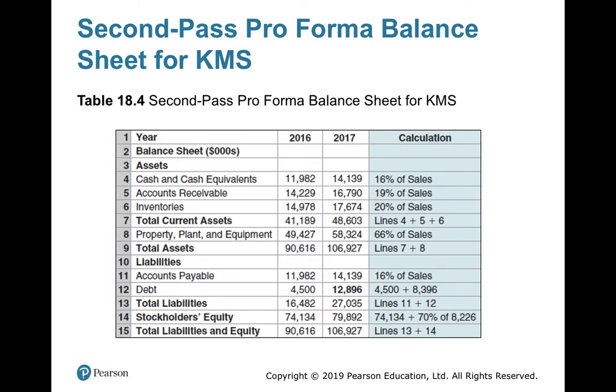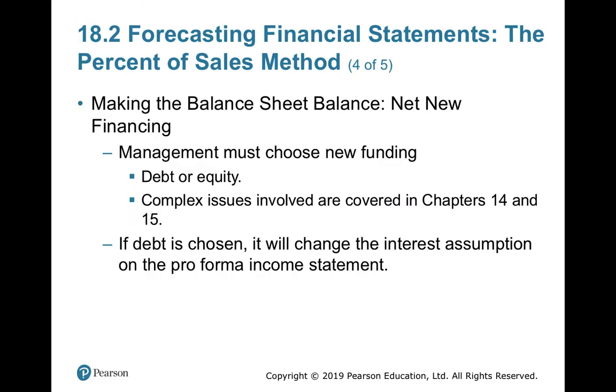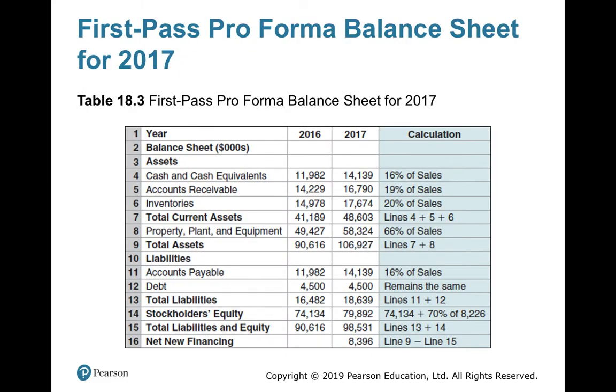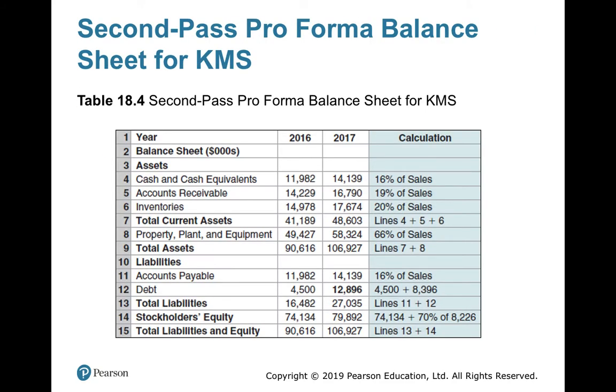So, first priority the company has given to borrowing. Think the company has borrowed 8,000. Carefully listen please. The new financing required is how much? 8,396. Where did it come from? Total assets are 106,927, line number 9. Total liabilities and equity are 98,531, line number 15. So there is a mismatch. How will you buy 106,927 of assets? You have only 98,531 in your company. So you have to borrow 8,396. The company has borrowed 8,396.